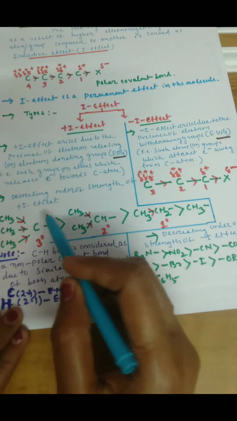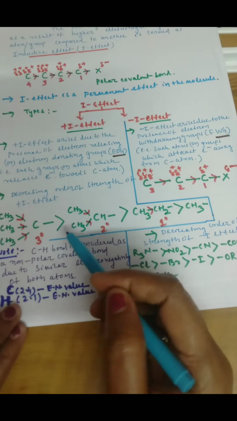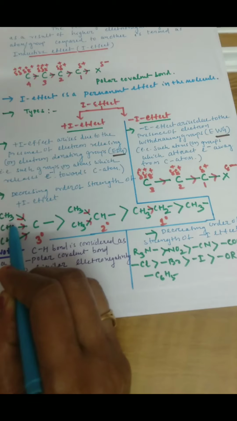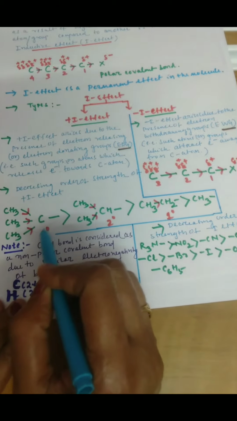Suppose, for example, if you see, this is the decreasing order of strength of positive inductive effect. See here, this is a carbon to which 3 methyl groups are attached. So these are the electron donating groups which release or donate electrons to this carbon atom. This is the tertiary carbon atom.